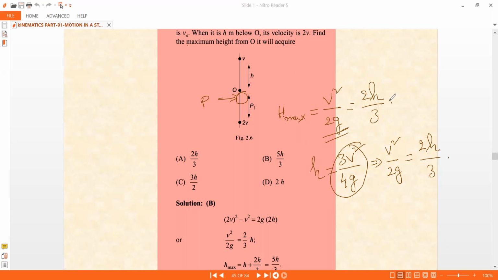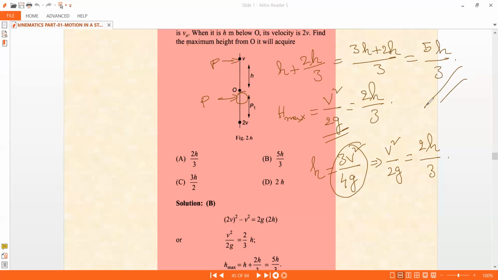Now, the crux is simple. What is the maximum height it can reach from the point O? From O to this point P, it is already h. So h plus 2h by 3 is how far it can go. That happens to be (3h plus 2h) divided by 3. H plus 2h is 5h, so 5h by 3. That's the required answer, 5h by 3. I hope you understood this problem.